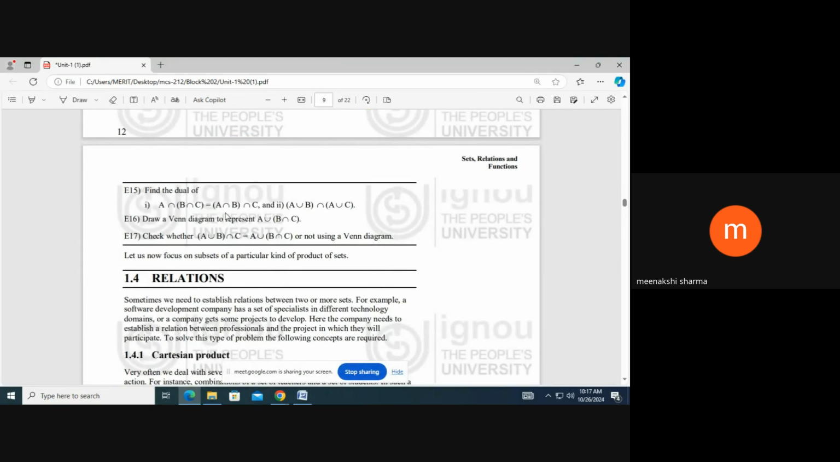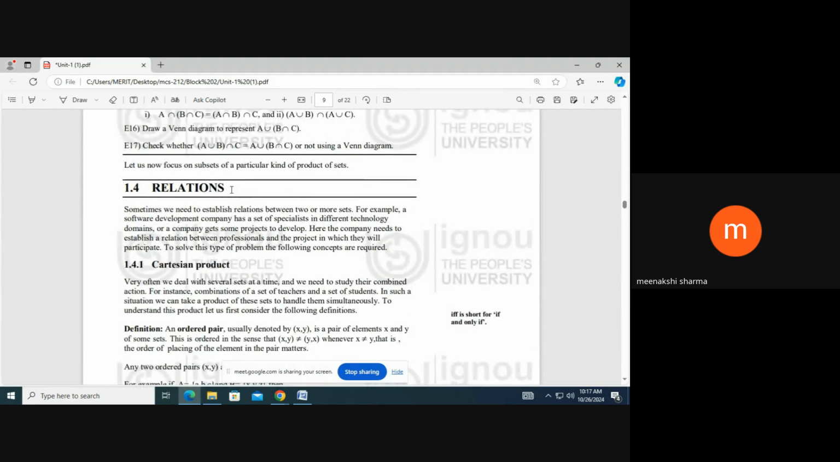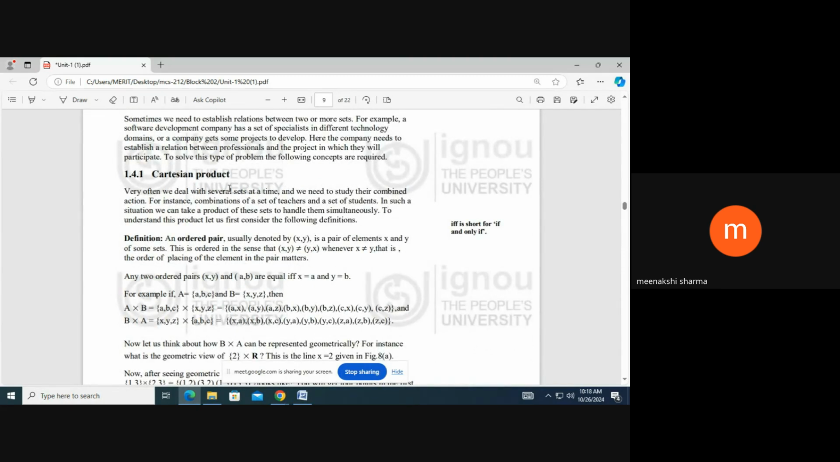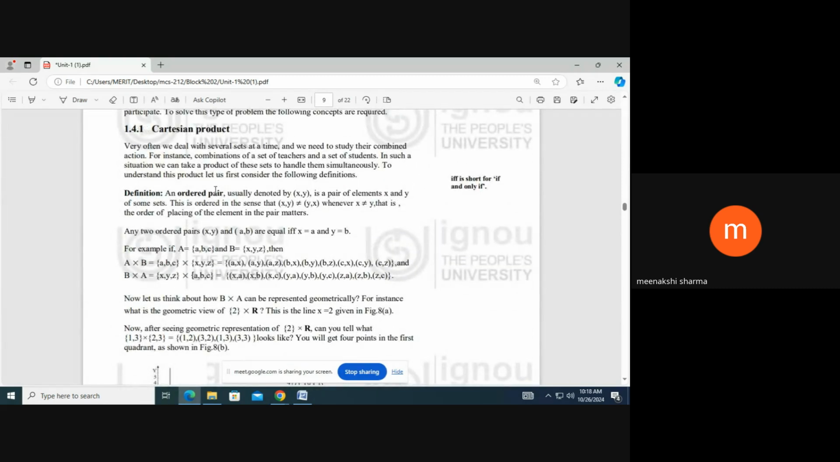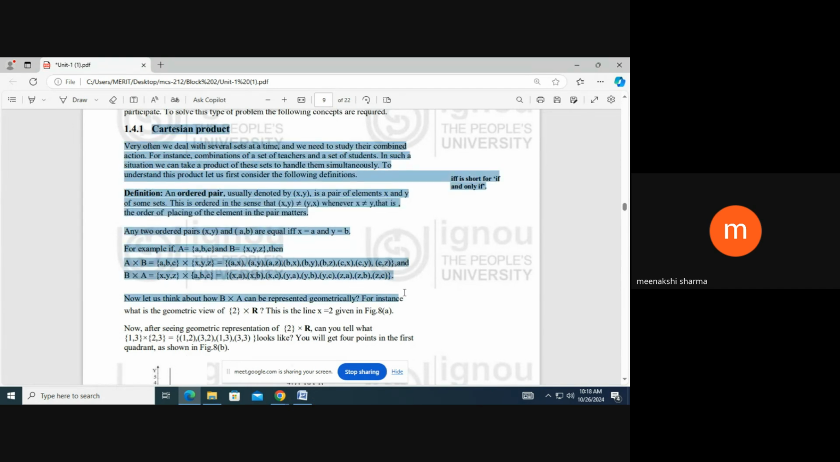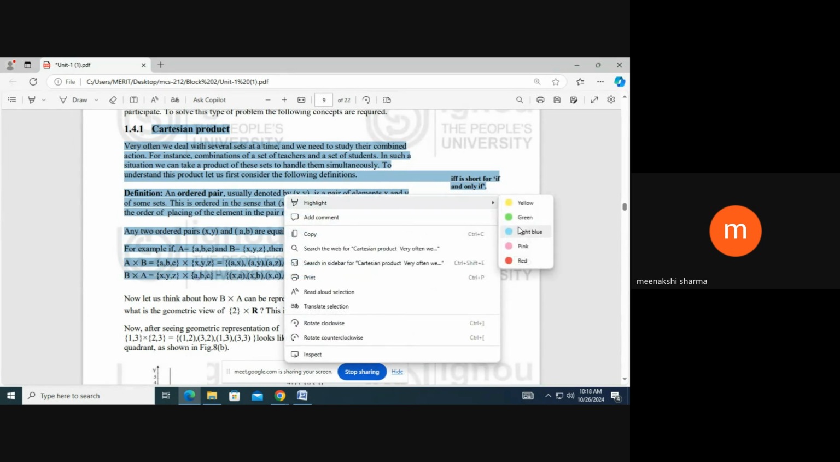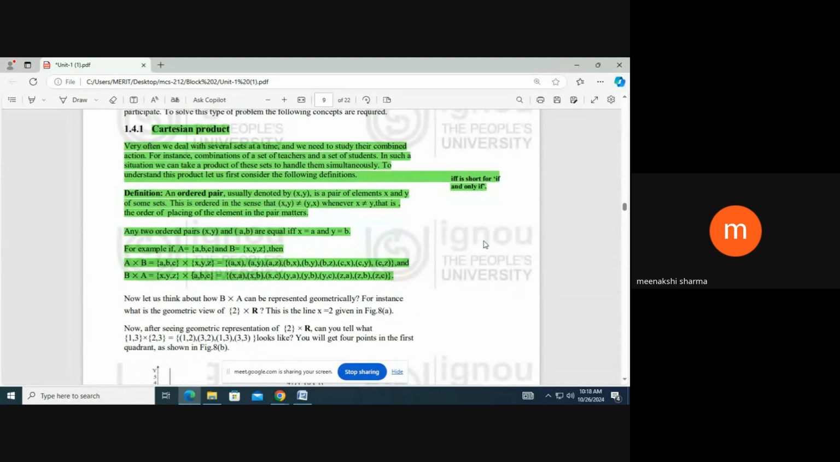There are some examples of this. Do this. Then relations. In a relation, there is the Cartesian product. Read this, then I will explain. The Cartesian product is like multiplication of two sets. Read this, then I will explain.